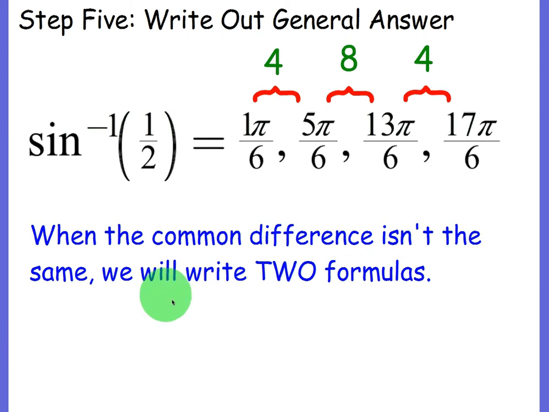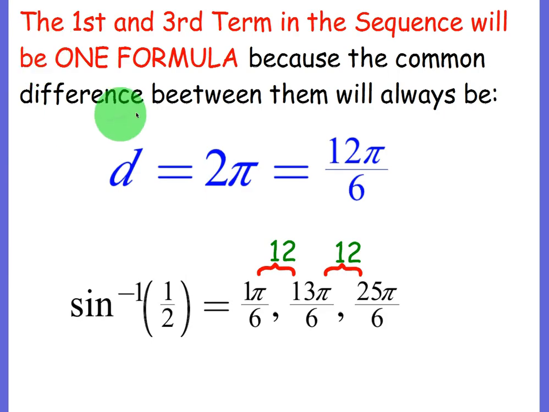When the common difference isn't the same, we will write two formulas. All right? We'll write two formulas. So basically, the first and third will be part of one formula because you're just adding 2 pi to get there. And then the second and fourth will be part of another formula. Now, when the spacing's the same, you can write the same formula. That's ideal. The third term in the sequence will be one formula because the common difference between them will always be 2 pi. So the next term after 13 pi over 6, if you were to add 2 pi, would just be 12 pi over 6 more, which would be 25 pi over 6.